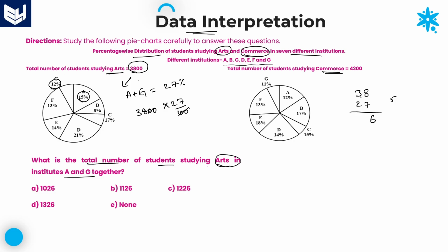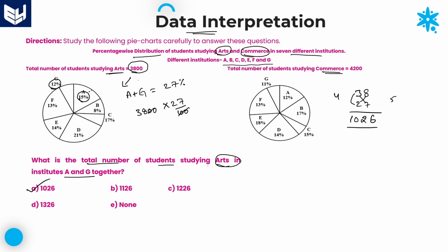Next, 3 sevens, 21, 21 plus 16, 37, 37 plus 5, 42. 4 is the carry. And next, 3 twos 6, and 6 plus 4, 10. So 1026, that is option A. Total number of students studying arts in institutes A and G together is 1026. That is the required answer.